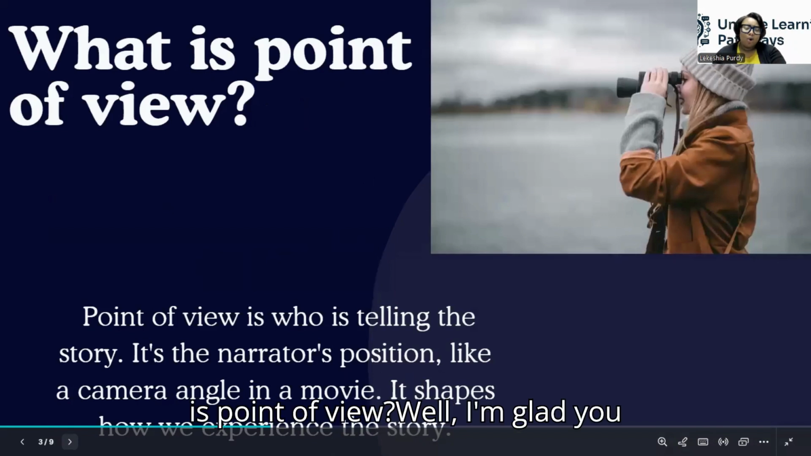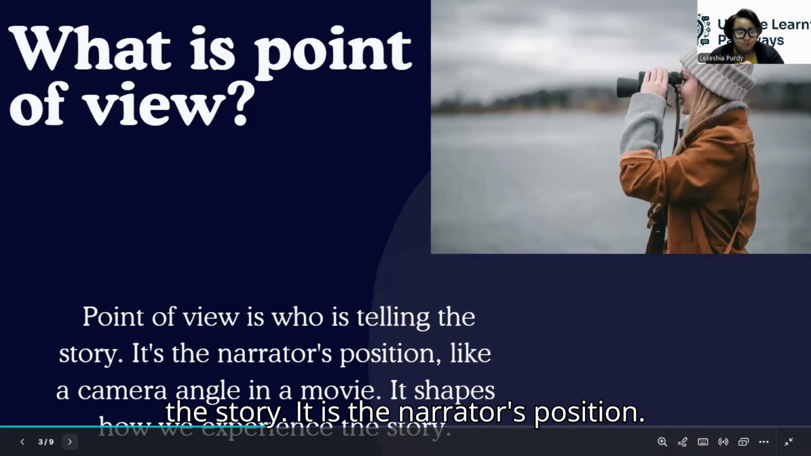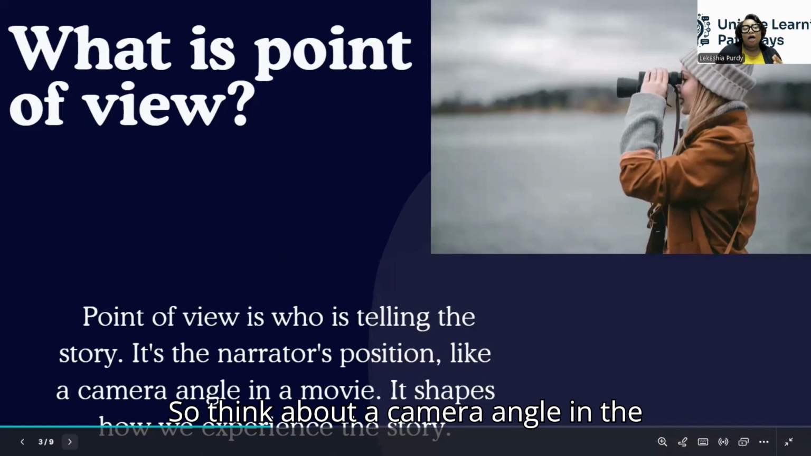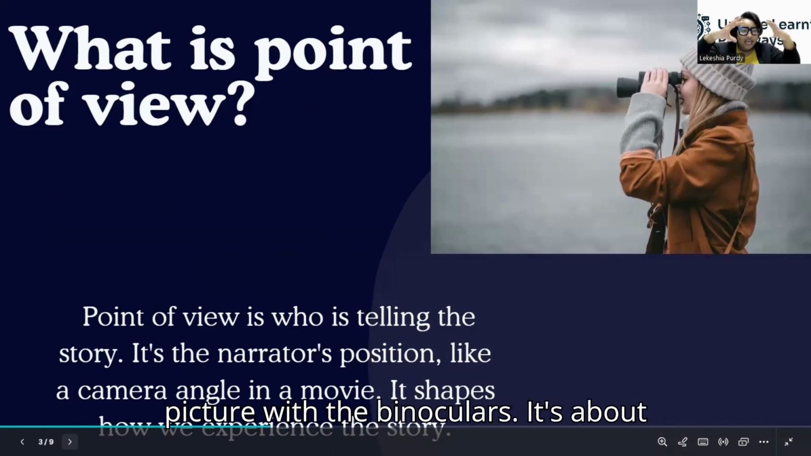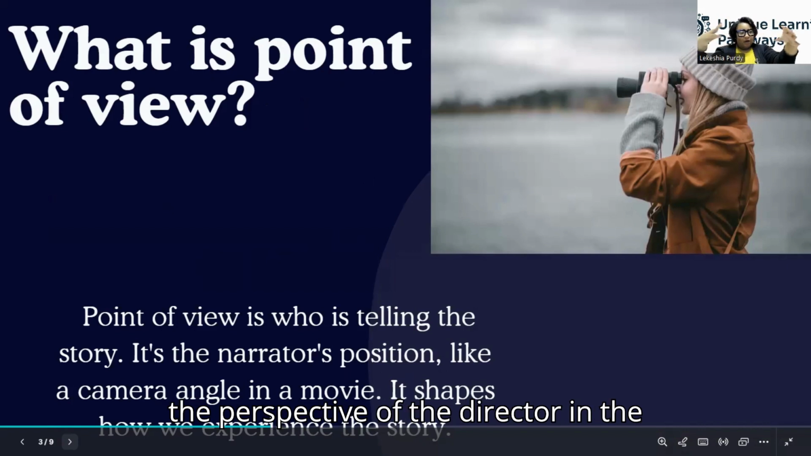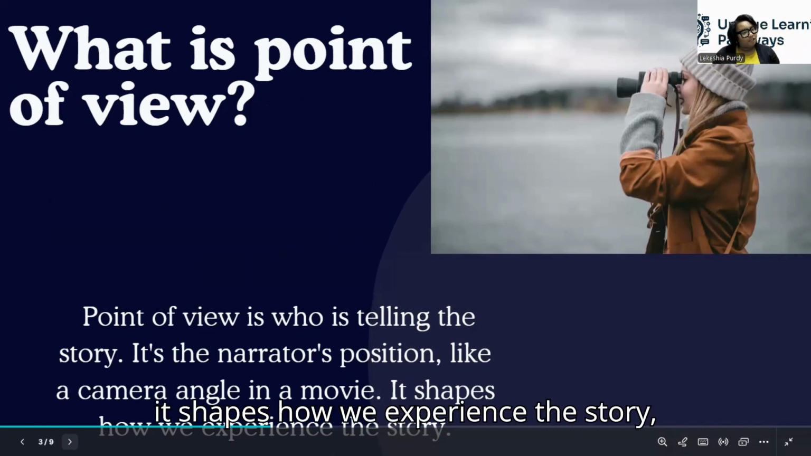What is point of view? Well, I'm glad you asked. Point of view is who is telling the story. It is the narrator's position. So think about a camera angle in the movie. We see the girl in this picture with the binoculars. It's about the perspective of the director in the movie or the perspective of the writer of the book. And it shapes how we experience the story.